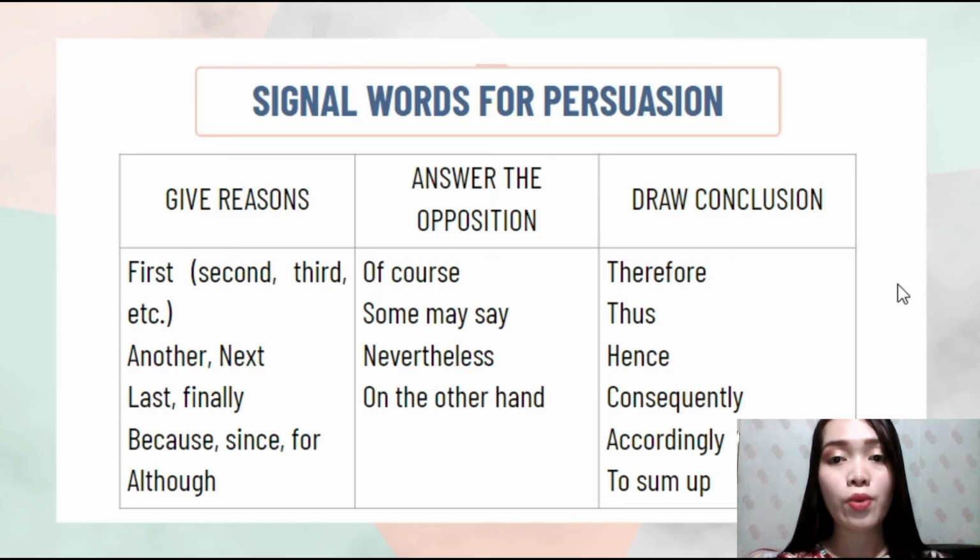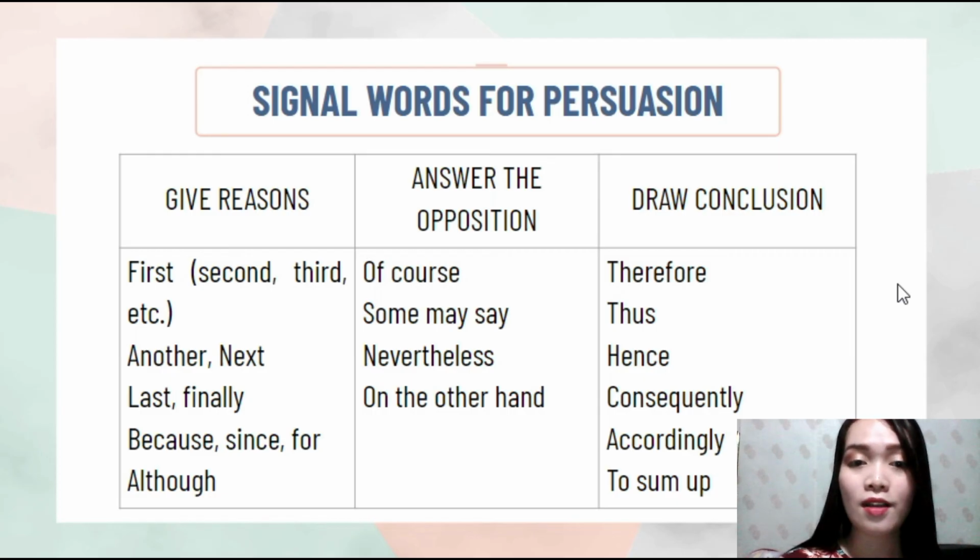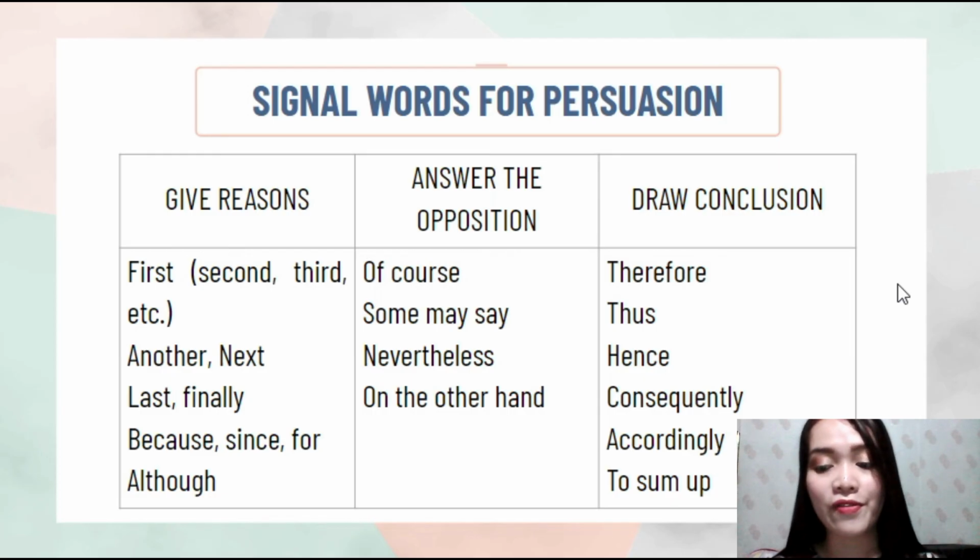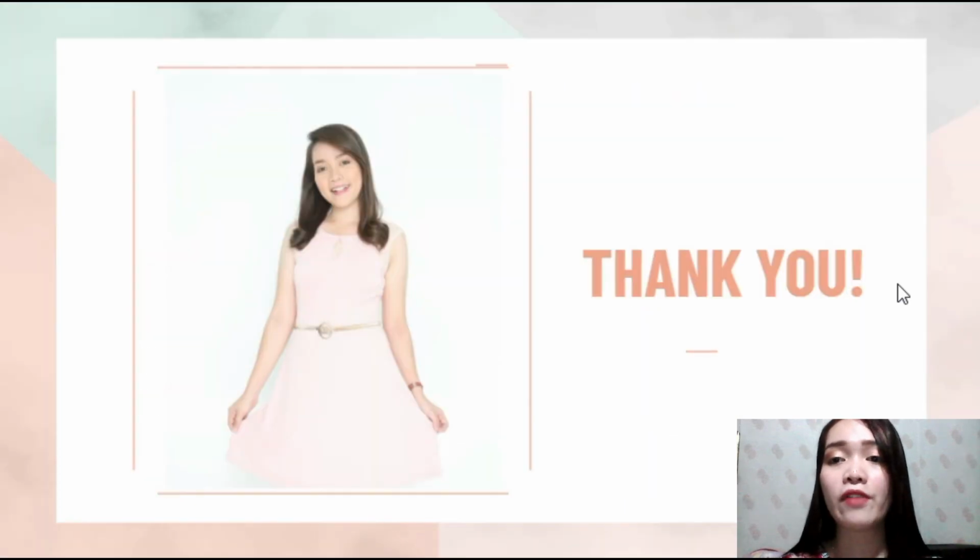So those are the signal words for persuasion, and those are the different text types or text structures or methods or techniques in developing a paragraph. I hope that you have learned a lot from this lesson.